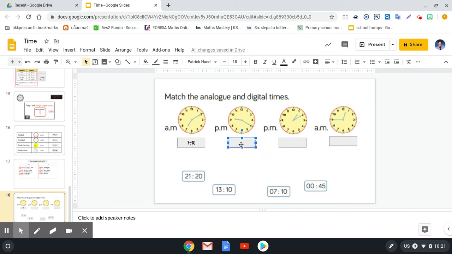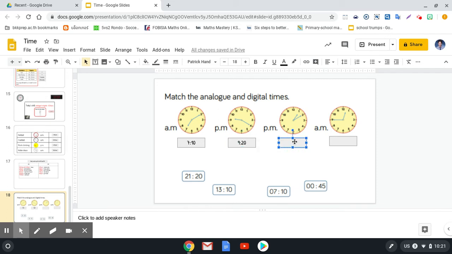Let's look at this second clock here. This is obviously a PM. If I look at the short hand, it's just after 9. So I put that in first, 9, and then my colon. This time I can see the long hand has reached the number 4. Every one number is worth 5 minutes, so if it's reached the number 4, then 5 times 4 is 20. So that's 20 minutes. So that's 9:20 p.m.